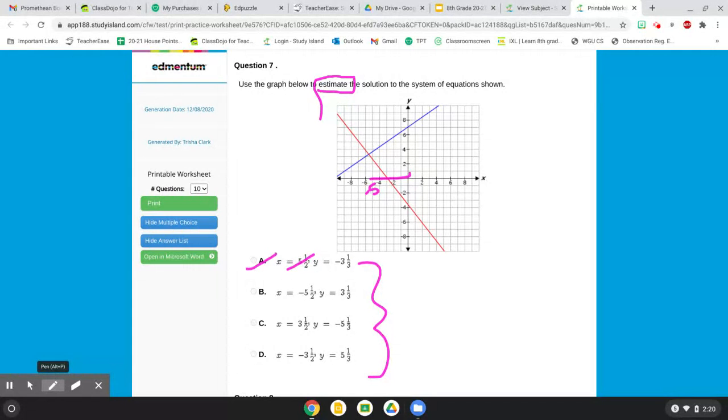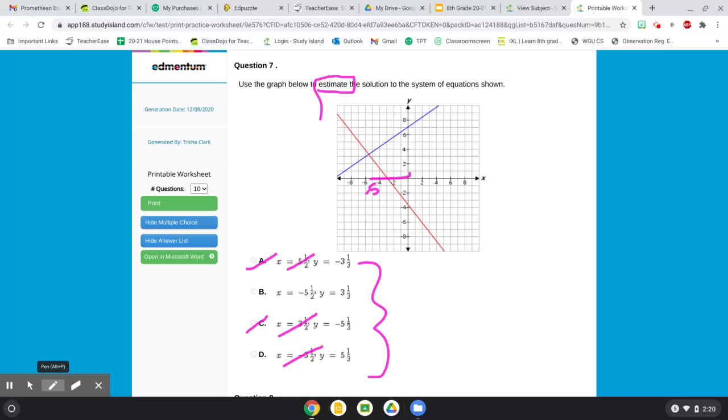Okay, well, I'm at -5.5. Okay, that seems pretty reasonable because that's between -5 and -6. So I'm going to keep B in the running. Well, I know it can't be positive, so C is out. And here, this is saying -3 and 1/2, but I'm not between -3 and -4 right now, so that doesn't make sense. So let's check real quick the y and make sure it makes sense.